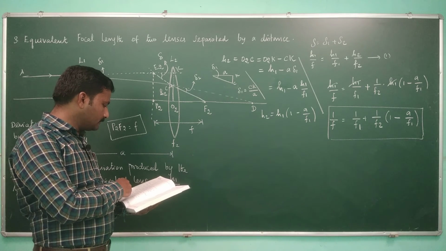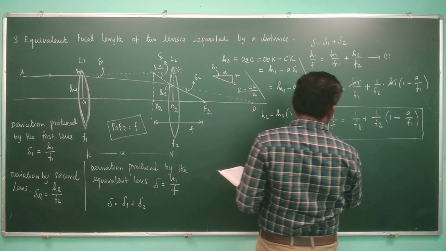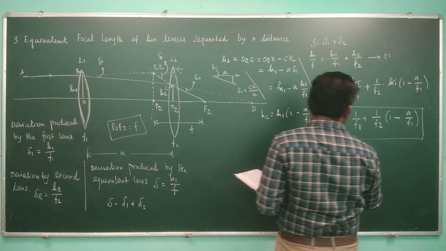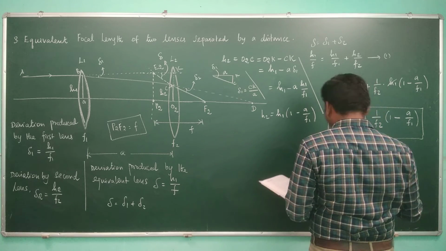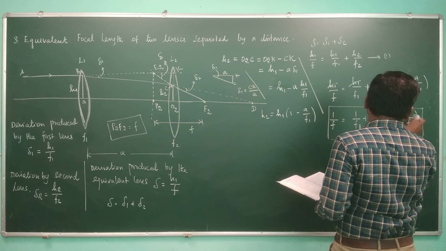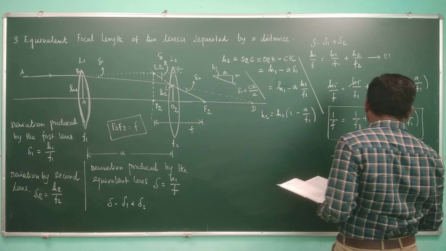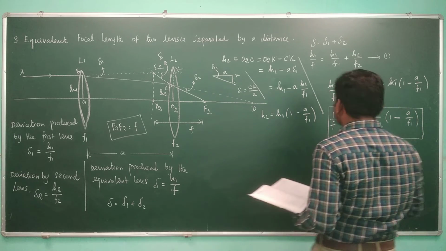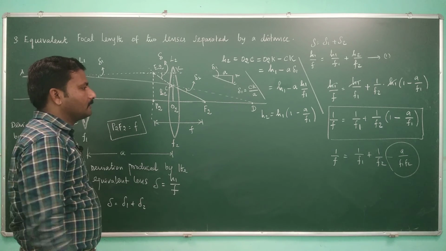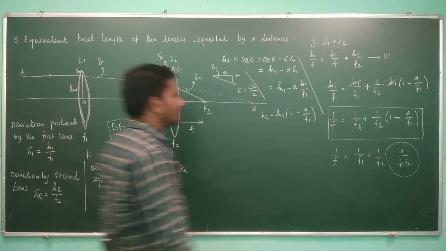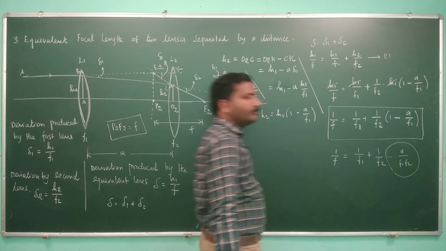Or we can equivalently write 1 by f is equal to 1 by f1 plus 1 by f2 minus, multiplying inside, a by f1 f2. So this term is new when compared with the previous case, that is both the lenses in contact. When it is separated by a distance, this term, minus a by f1 f2, will appear in this derivation.